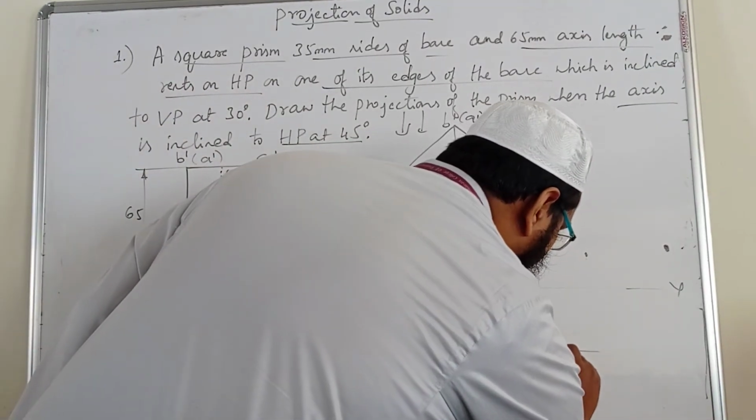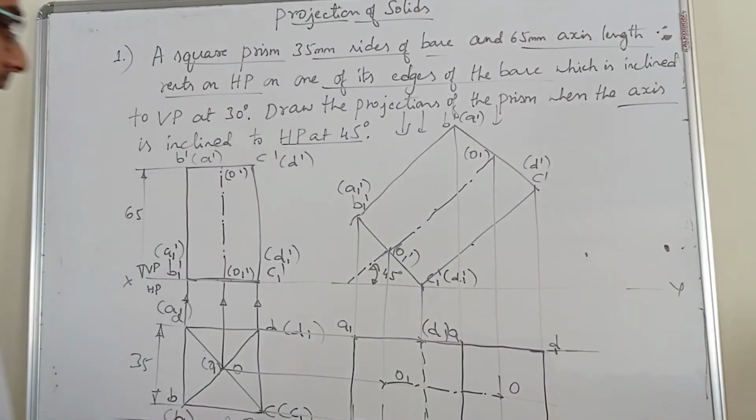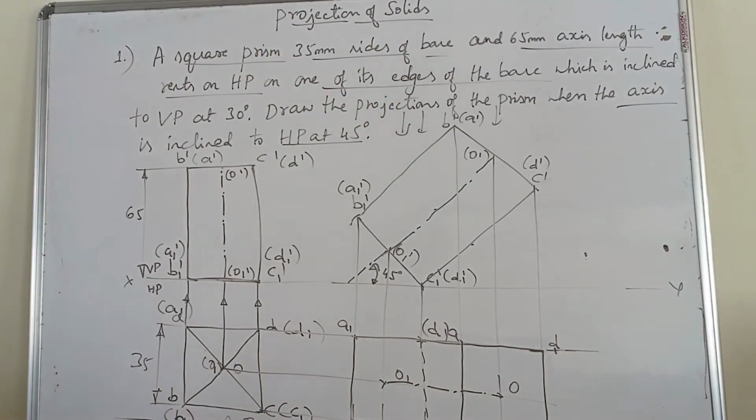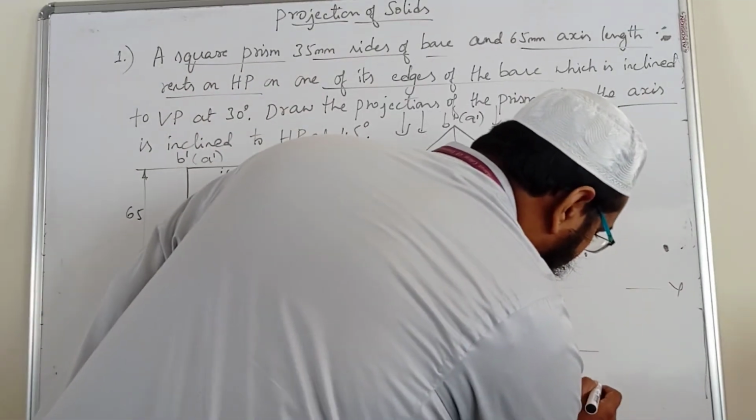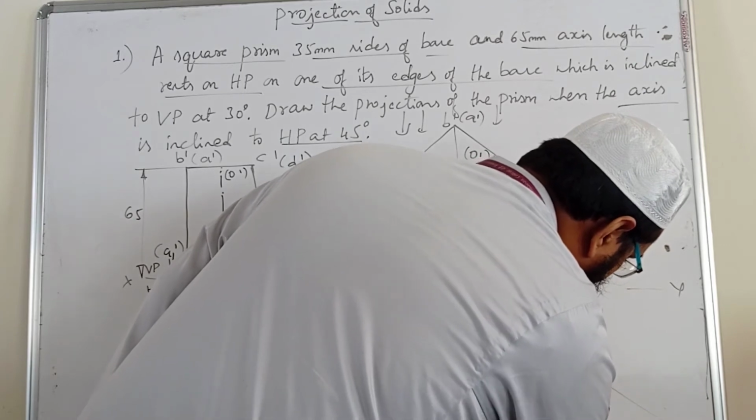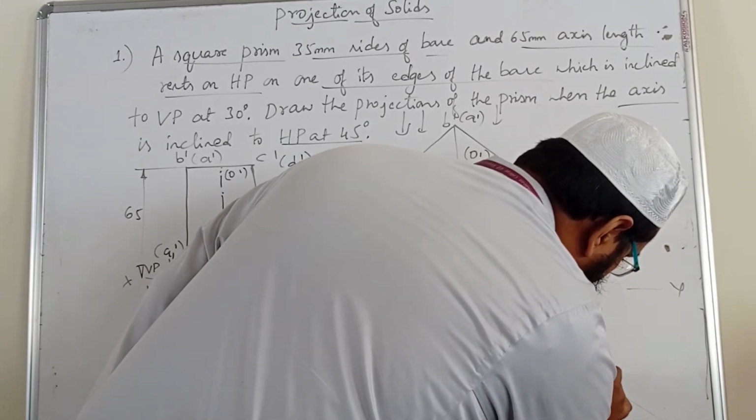Here I am marking the reference point. Keep the protractor here and mark the angle. The angle given here is 30 degrees. So mark 30 degrees and draw an angle line. So this is 30 degrees.